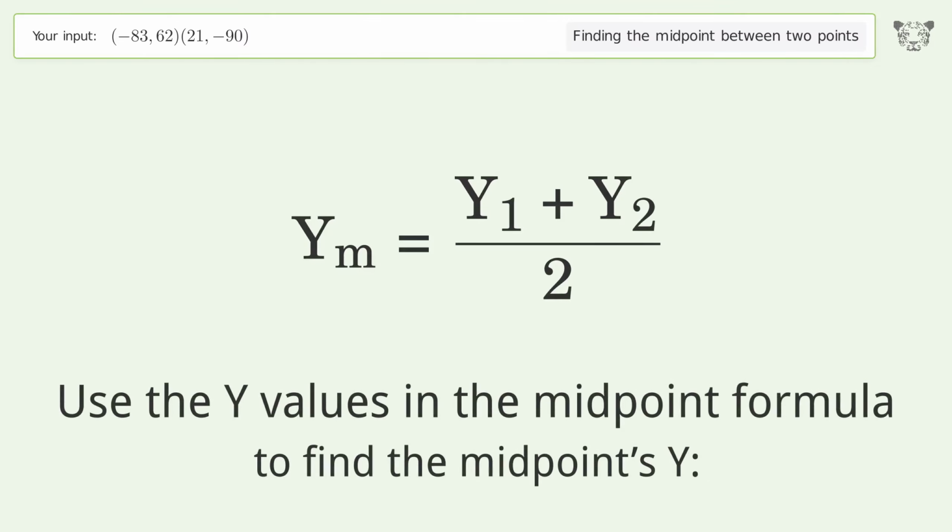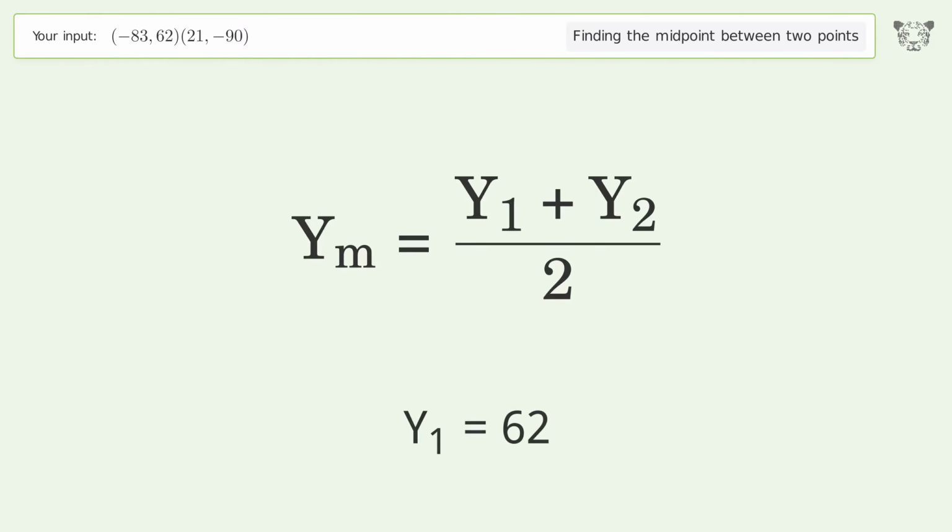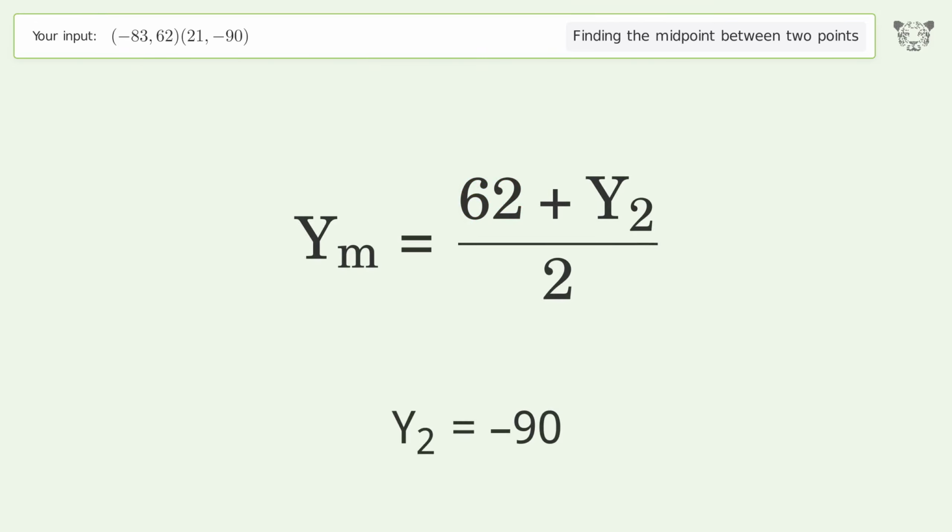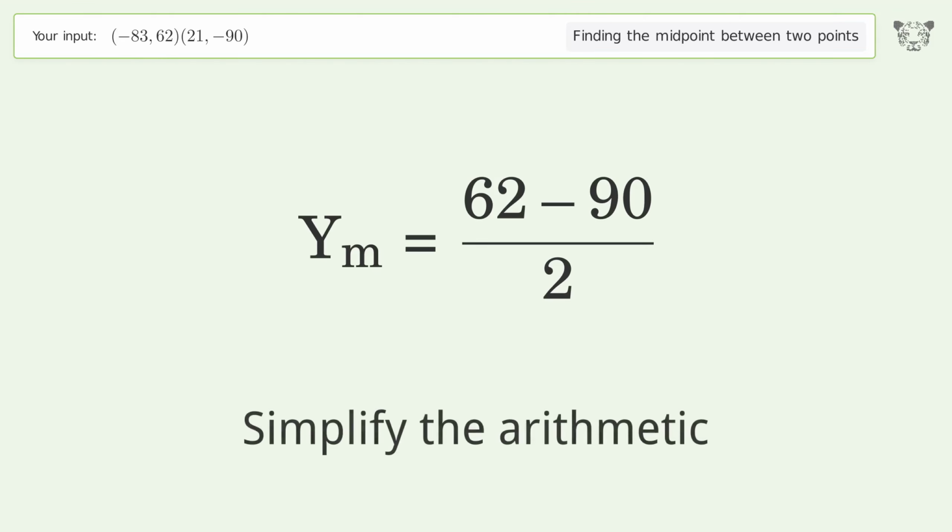Use the y values in the midpoint formula to find the midpoint's y. y1 equals 62. y2 equals -90. Simplify the arithmetic.